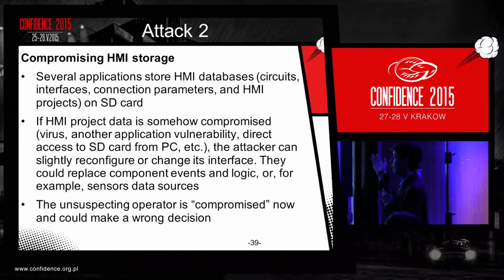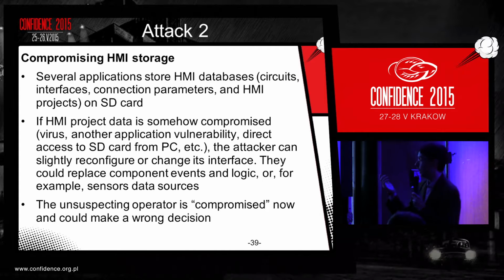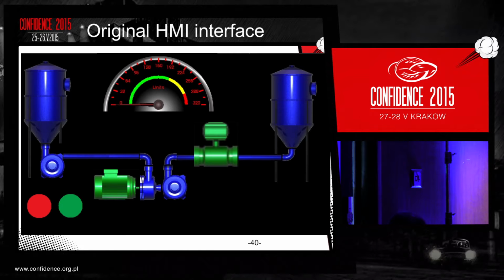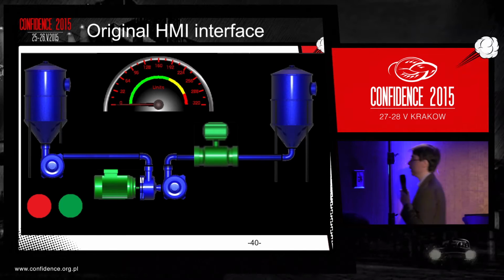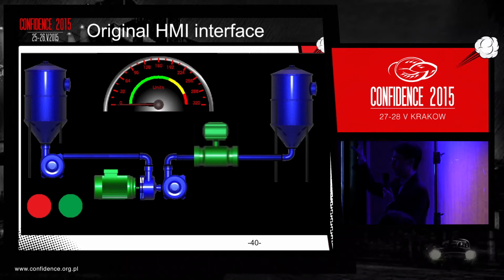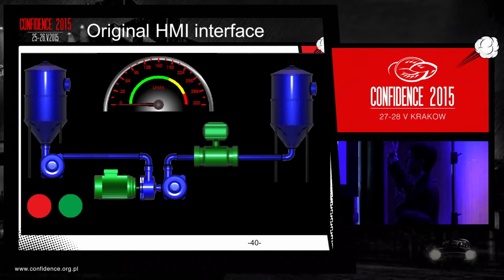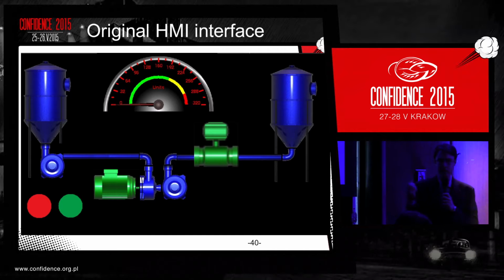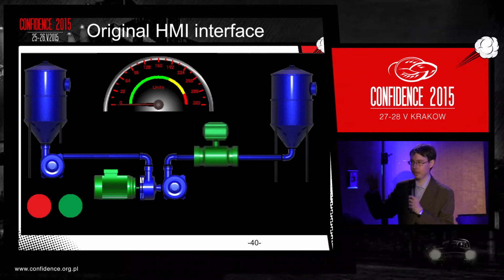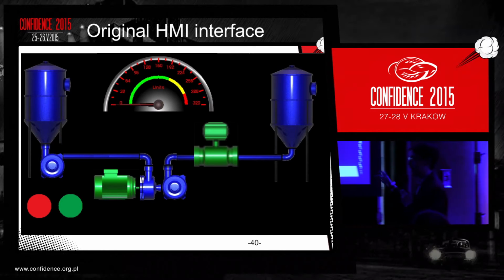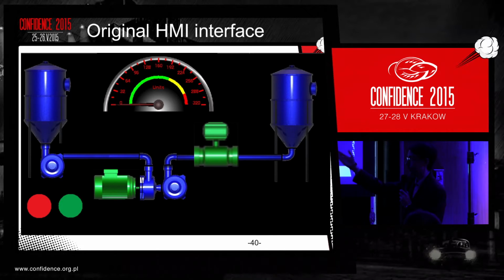They could replace component events and logic or, for example, sensor data sources. And now the unsuspecting operator is compromised and could make a wrong decision. For example, here is the original HMI interface of some system. It's a subsystem where liquid goes from one tank to another, and the gauge shows the current level in the second tank. In the normal case, the process is fully automated by a programmable logic controller, but in case of supervised decision, we have two buttons, stop and start the process.